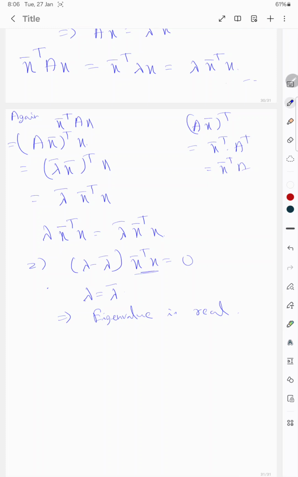If your x is like x1, x2 type of thing, then you will get x bar transpose x, which is the summation, that is modulus x1 squared plus modulus x2 squared. You just try this one. So this is always a positive thing, so obviously this would be 0, so this gives you this result.